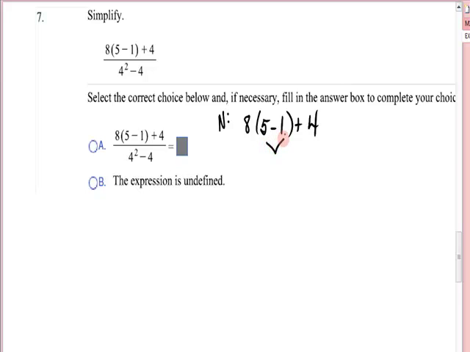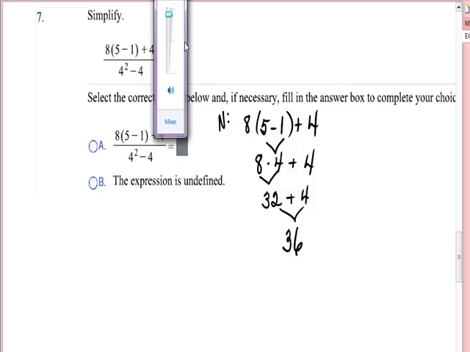Parentheses have the highest priority. 5 minus 1 is 4. Copy down. Now, this 8 being right by these parentheses is a way to indicate multiplication. Now that I don't have the parentheses, I'm going to need my multiplication dot plus the 4. I have multiplication and addition. Multiplication has a higher priority, so that's 32 plus 4, and 32 plus 4 is 36. What I have is not the answer to the expression. It is the numerator.